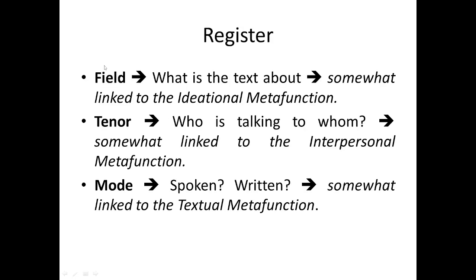When you get the register, which is the combination of field plus tenor plus mode, that's the register. Once you associate the register with a social function, you have the genre. One genre, many genres. Our course book mentions that other theoreticians, other theorists actually, do not always agree on the differences between register and genre and text type.